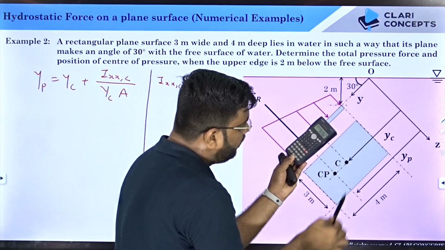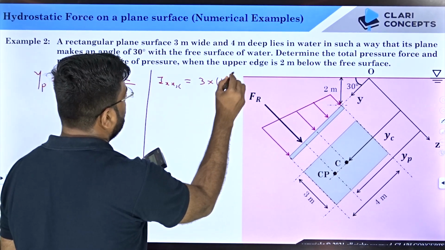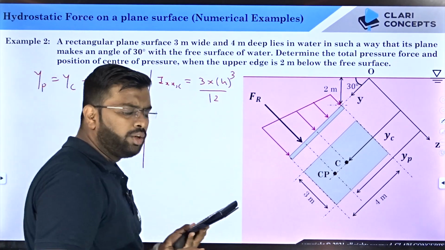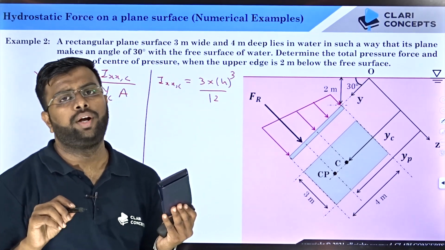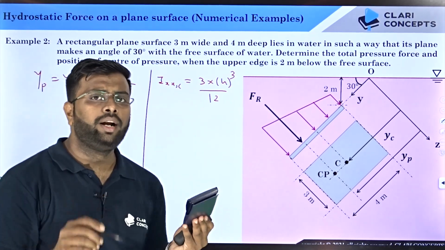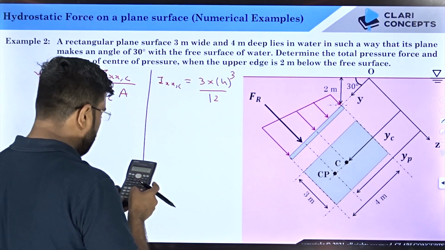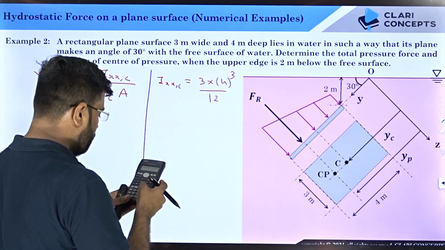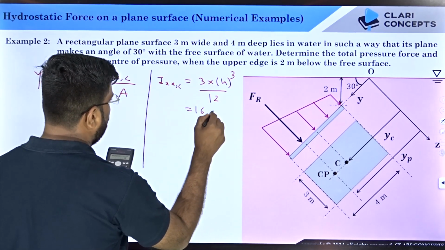So what is D? This is 4 meter. So IXX will be 3 into 4 cube divided by 12. Remember always that you have to do cube of the length perpendicular to the axis from where you need to find the I. If you are not aware about that, kindly go through some videos of this particular topic. So I will be 3 into 4 cube divided by 12. It is 16 meter raised to 4.